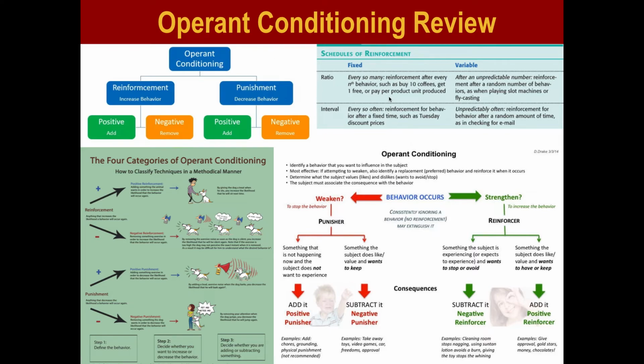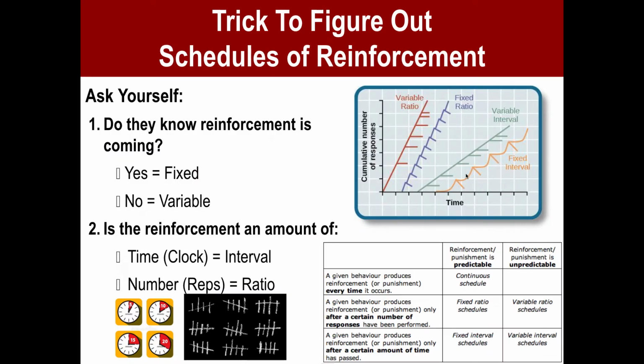Schedules of reinforcement. So, fixed schedule, variable schedule. Basically, the questions you want to ask yourself, here we go. This is my little trick. Ask yourself, do you know the reinforcement is coming? Yes, it's fixed. No, it's variable. And is the reinforcement an amount of time? Time on the clock, it's an interval. Number of reps, it's a ratio. So, every 10 times would be an example of a fixed ratio. Every 10 months, fixed interval. Okay? These are the two questions you ask yourself on an AP exam.